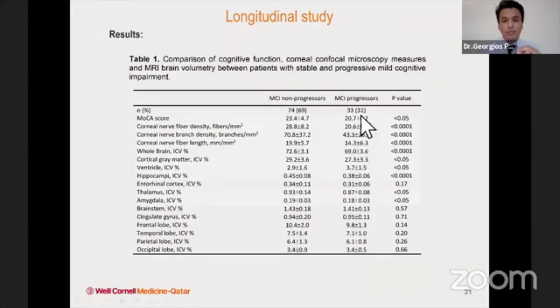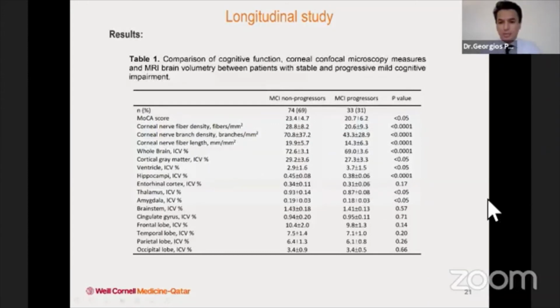Same thing, we notice a very significant reduction also with the corneal confocal microscopy measures. And we also notice that these are all different brain structures, like we have whole brain, we're talking about volume here, gray matter volume, ventricle, hippocampus, and so on. We see that with a lot of them, there was already a significant reduction at baseline in whole brain, gray matter, enlargement in the ventricles, reduction in the hippocampus.